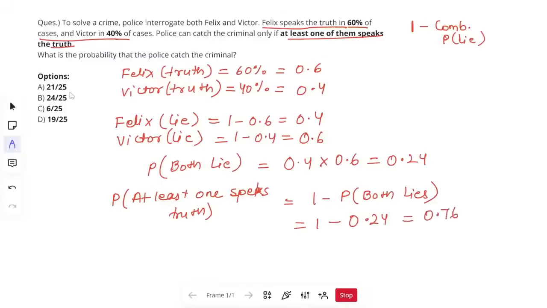Now we are not having the options in decimals, so we will convert this to fractions. So 76 by 100. Now we will cut it off, and then the final will be 19 by 25. So the correct answer is going to be 19 by 25, which is option number D for this question.